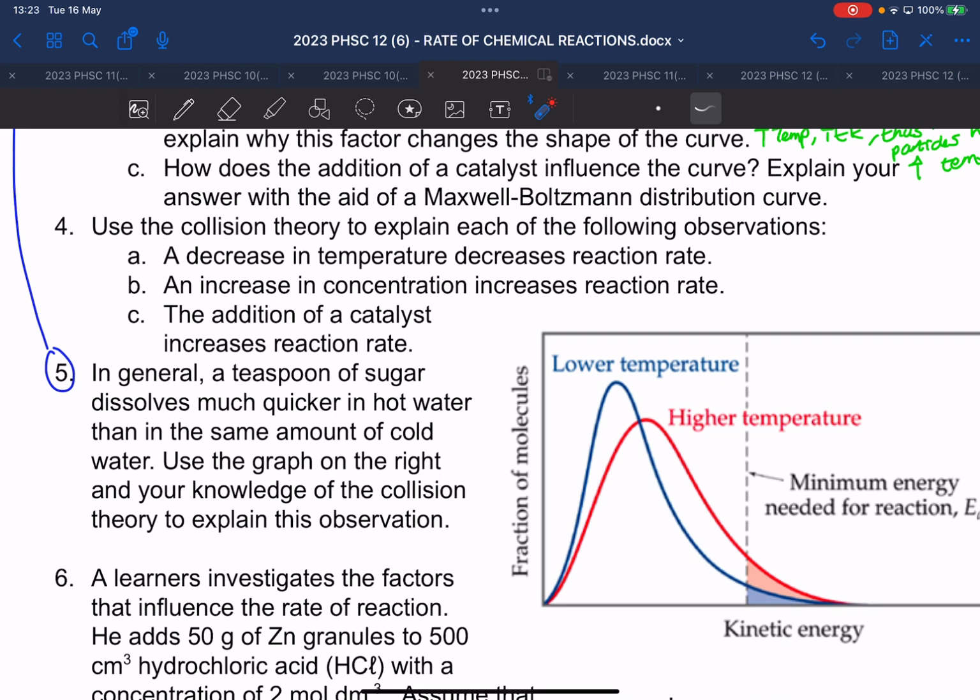Yes. As temperature decreases, the particle kinetic energy also decreases. Okay, for that you get one mark. Therefore, less particles have sufficient kinetic energy, thus less effective collisions per unit time, thus the reaction rate decreases. This was homework for about a week ago.